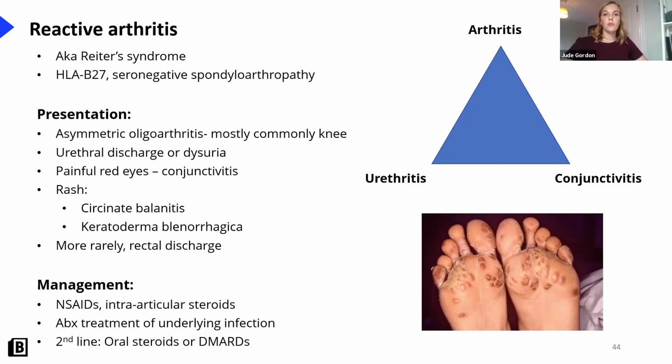The main treatment, symptom relief-wise, is NSAIDs, and they're often very effective, but sometimes, especially if it's a single joint, intra-articular steroids can be useful as well. Obviously, if they have got an underlying STI, then antibiotic treatment is indicated, but unfortunately there's not a huge amount of evidence that makes any difference in terms of recovery from the arthritis side of things. And second line, similar, there's a lot of overlap in all these conditions with the different managements, but second line would be oral steroids or DMARDs.